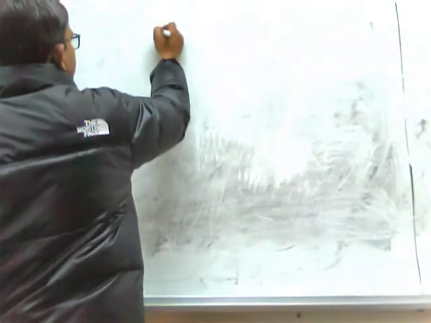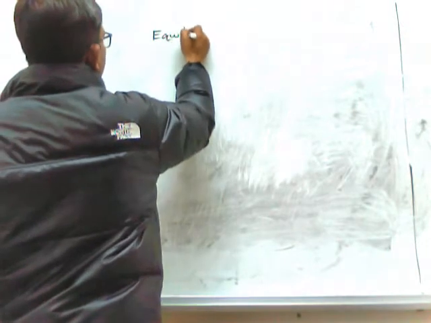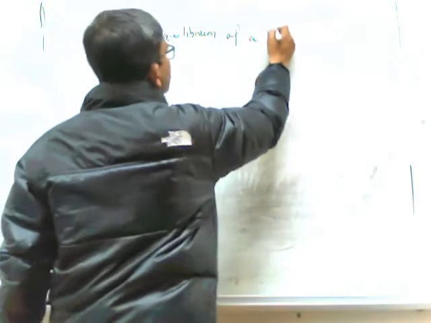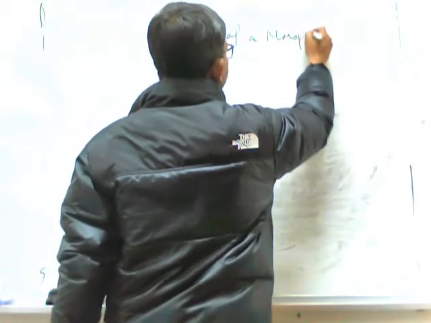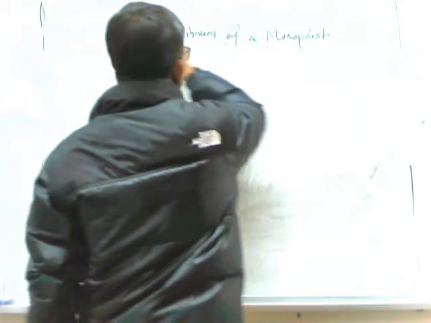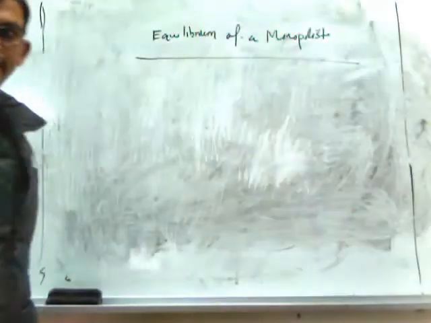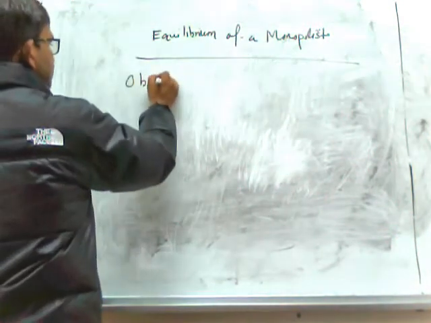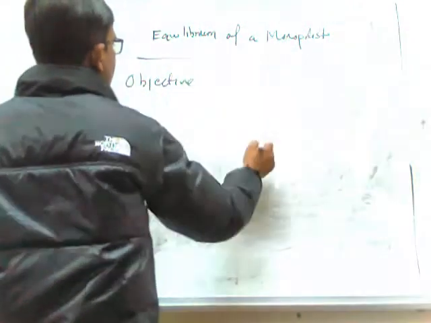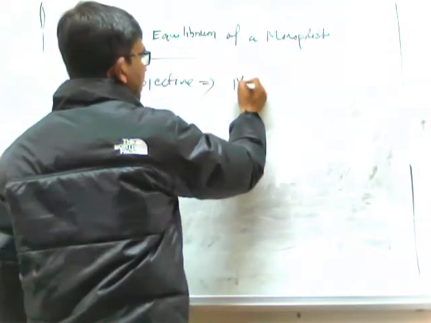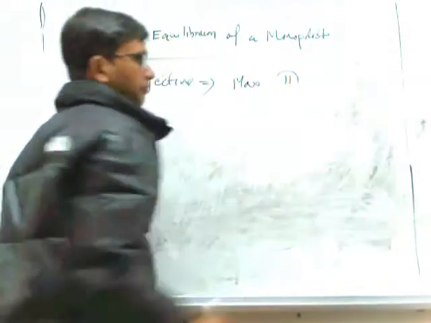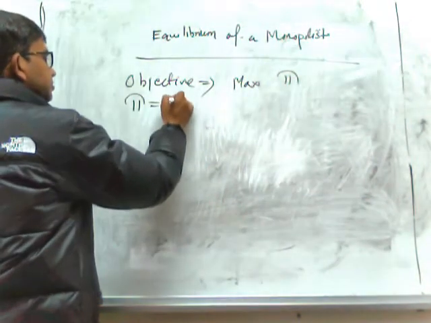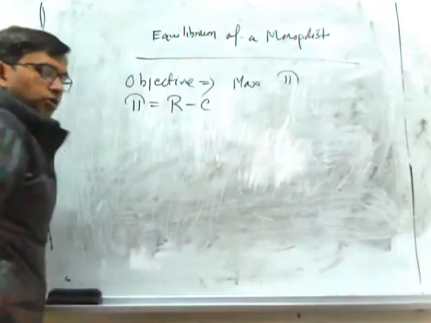In this part, we will discuss the equilibrium of a monopolist. So, what is the objective of the monopolist? Its objective will be to maximize profit. And profit is the difference between revenue and cost.